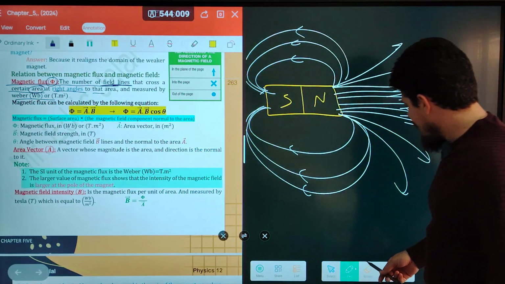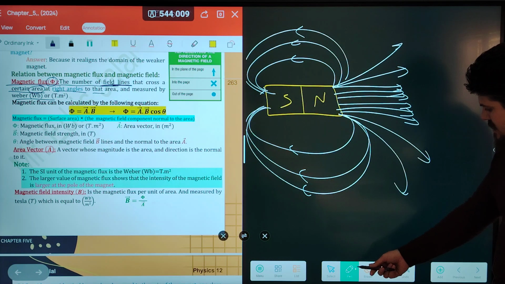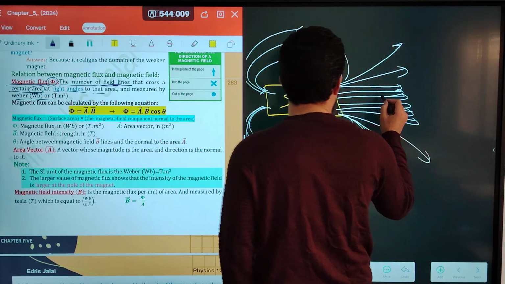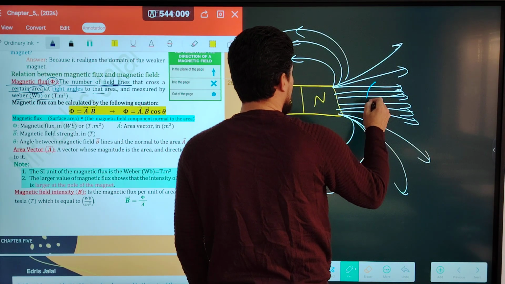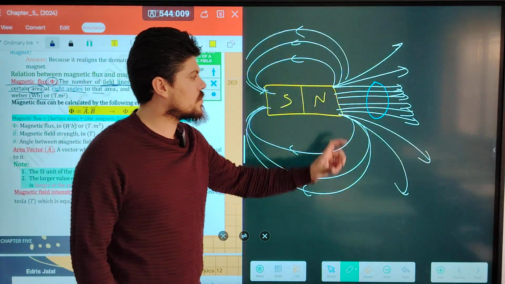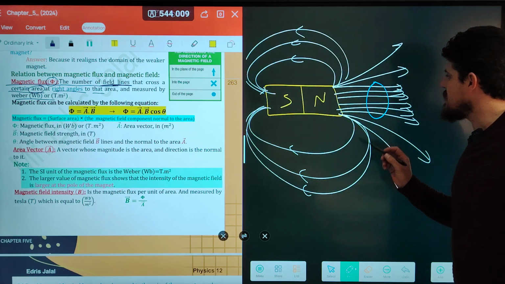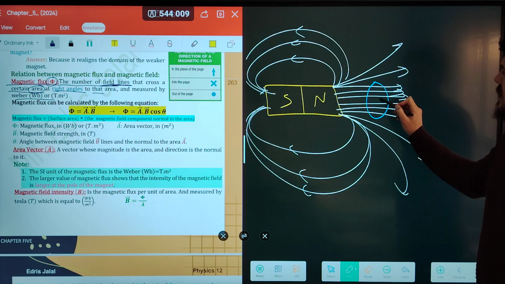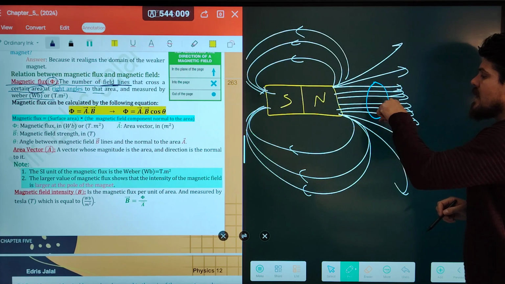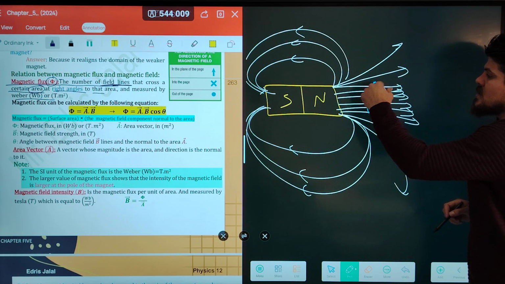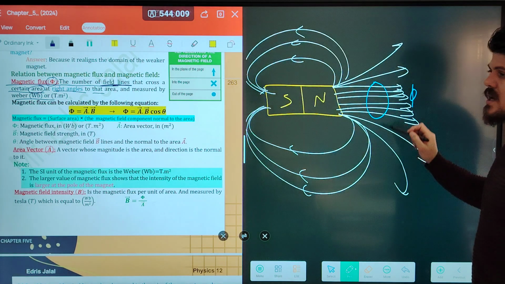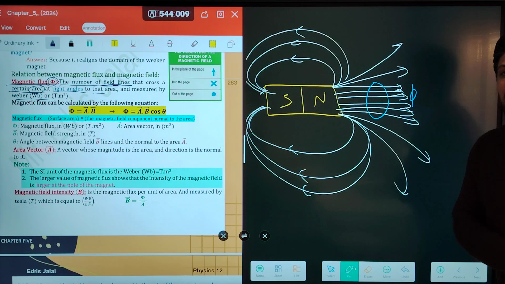For example, if we have a specific area like a circle or rectangle, no problem. If you put a conducting ring in front of this magnet, the number of the field lines that cross this area, the area of this circle, the number of the field lines that cross this circle is called what? Flux. These lines are flux.